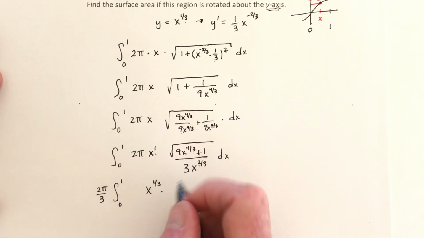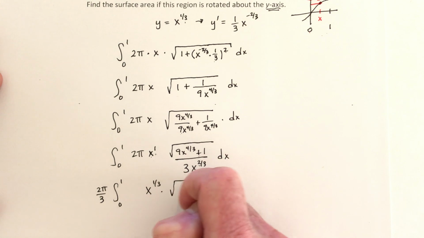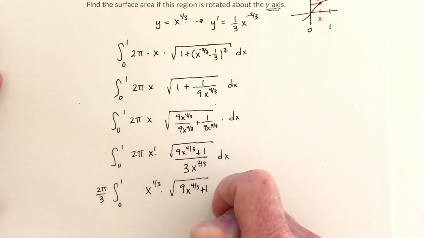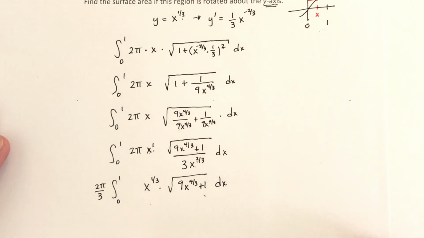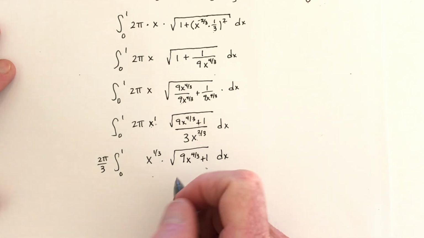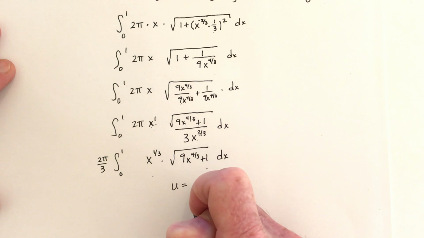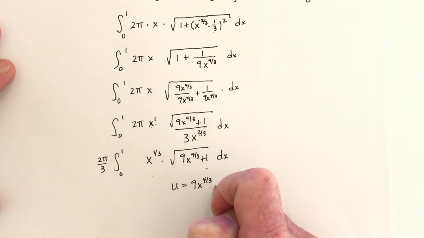And then we've got this simplified, and we've still got the square root. And then how are we going to integrate this here? Yes, you're right. U substitution is the way to go. So we let u equal the inside part. So the u equals what's inside of the radical, 9x to the 4/3 plus 1.